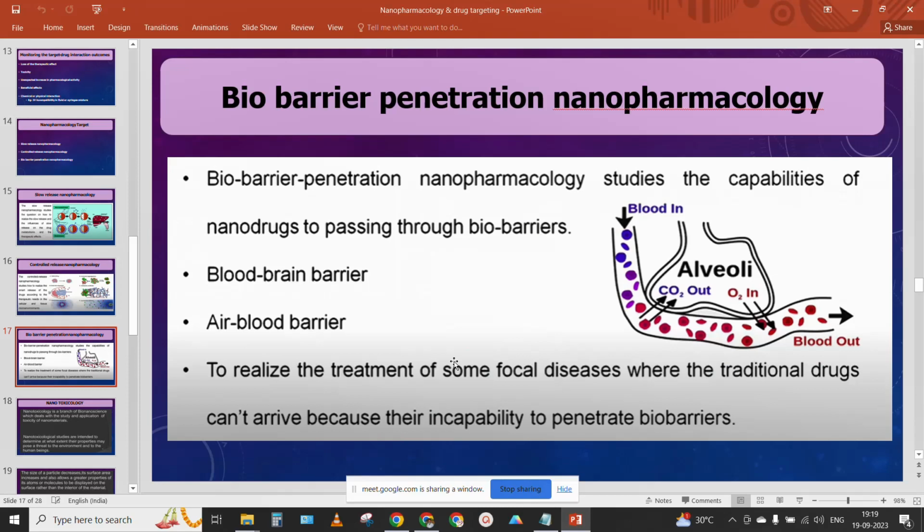Then biobarrier penetration nanopharmacology. It studies the compatibility of nanodrugs in passing through biobarriers, such as the blood-brain barrier and air-blood barrier, to realize the treatment of some focal diseases which traditional drugs can't reach because of their incompatibility to penetrate biobarriers.